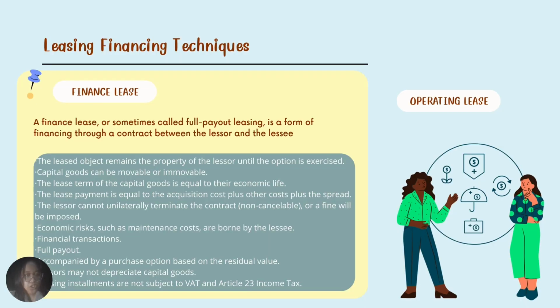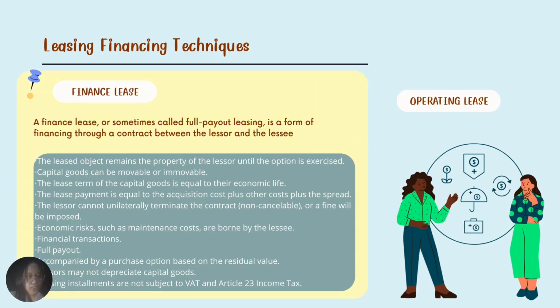So the next material is about leasing financing techniques. Same as the types of leasing, there are also two techniques, finance lease and operating lease. A finance lease is sometimes also called full payment leasing. It is a form of financing through a contract between the lessor and the lessee, in which at the end of the period the lessee has an option to own or acquire the property.